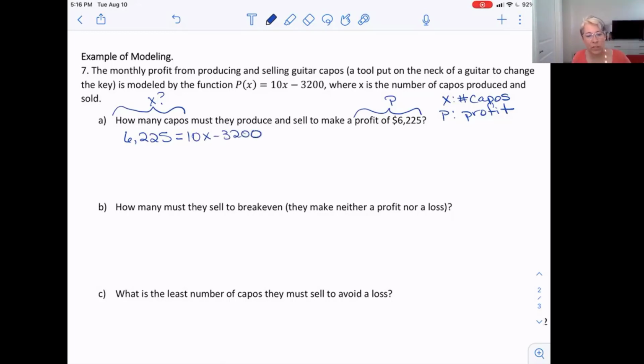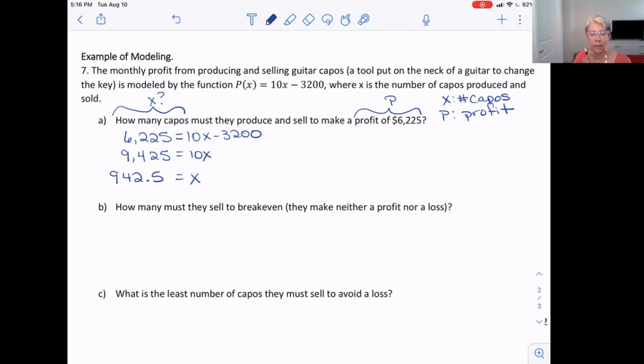6,225 equals 10x minus 3,200. We're going to add the 3,200 to both sides. That will give us 9,425 equals 10x. Divide both sides by 10. We get x equals 942.5 capos.